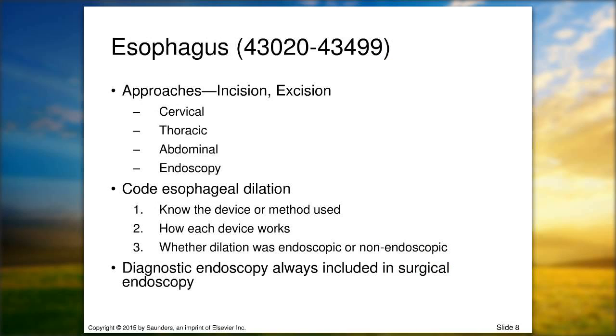The esophagus on page 660 in your textbook, and on the right-hand column on page 269 in your CPT book. The key billing points here that you want to know about is the removal of foreign bodies of the esophagus is the approach. So what type of approach? Cervical, thoracic, abdominal, or endoscopy.